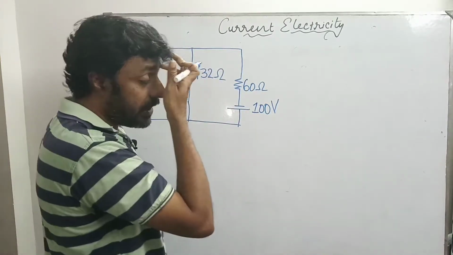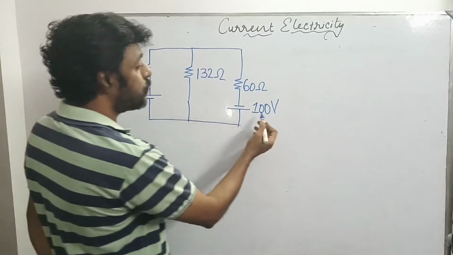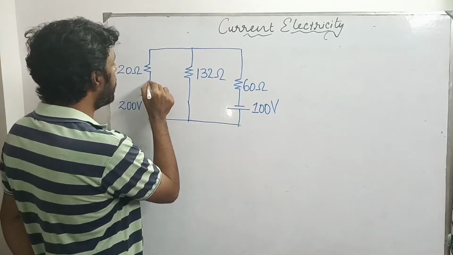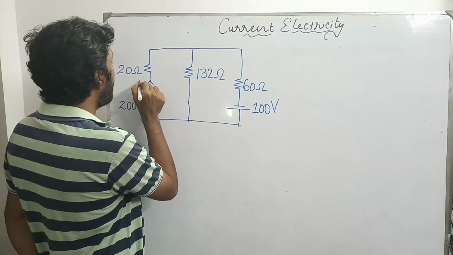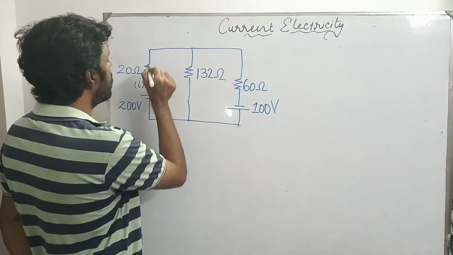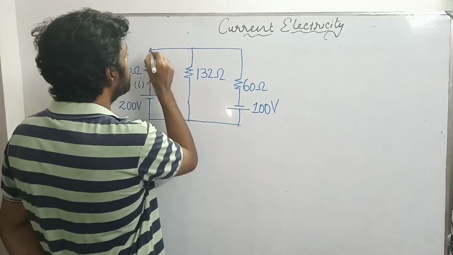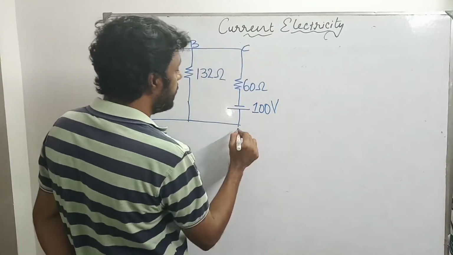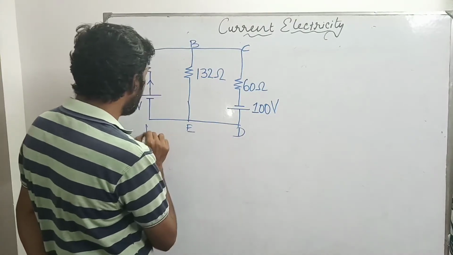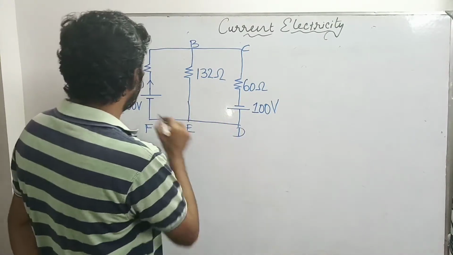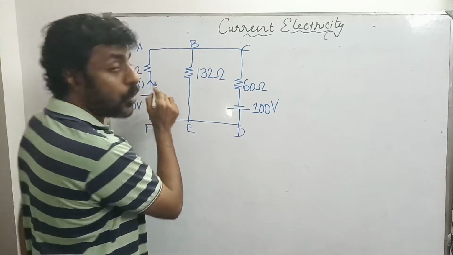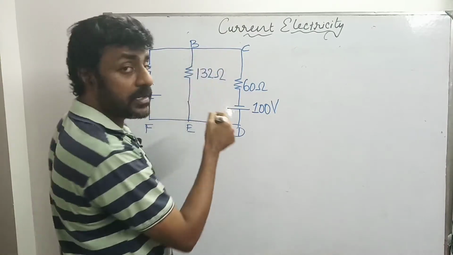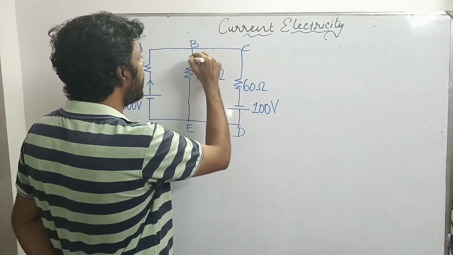Now here this one is 200 volt and this one is 100 volt. I imagine that from this 200 volt battery a current of value I moves. This current passes over here, but before that I need to mark the points A, B, C, D, E, F. This is for your understanding. Now the current is flowing from the 200 volt battery. At this junction point it is divided into two currents, since this is a parallel circuit.